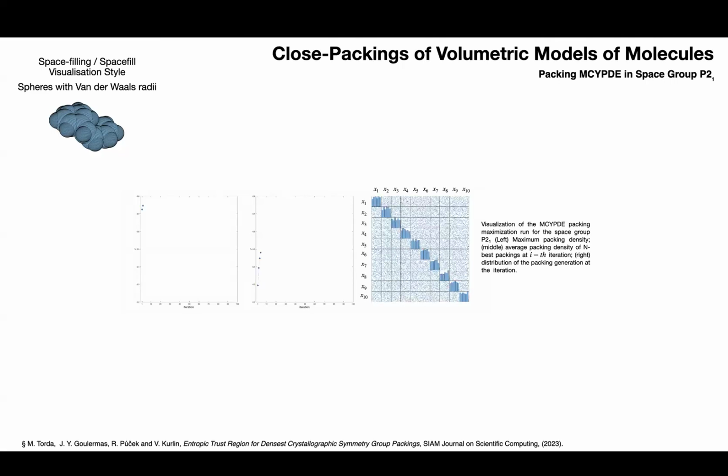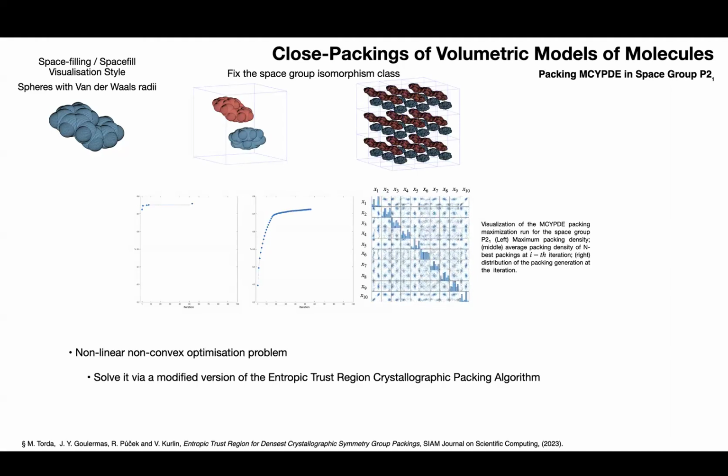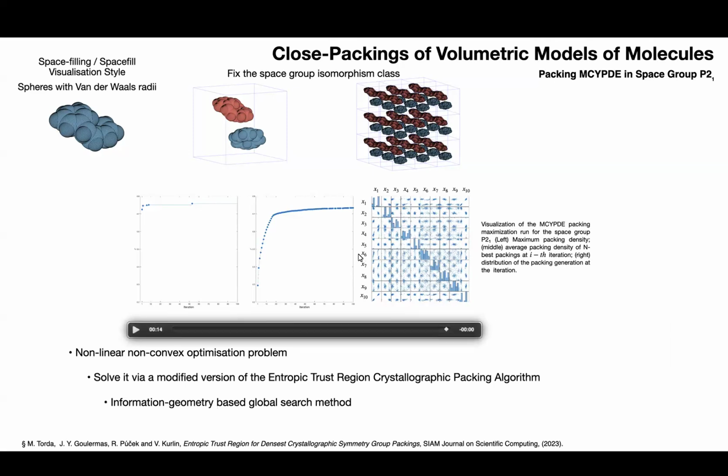So yeah, we have an optimization algorithm built. Basically, it's non-convex nonlinear. So yeah, packing is a non-convex nonlinear optimization problem, which is one of the worst you can get. So we solve it via a modified version of the packing algorithm. It's an information geometry based global search method. So at the beginning of the animation, basically sampling.